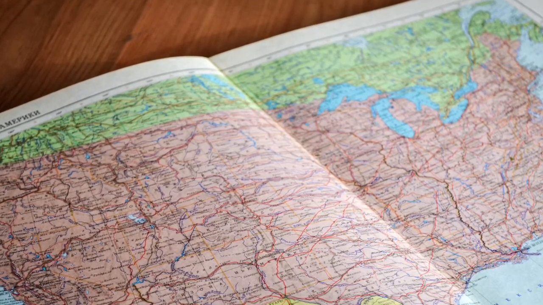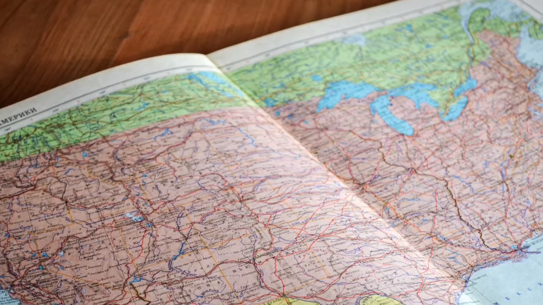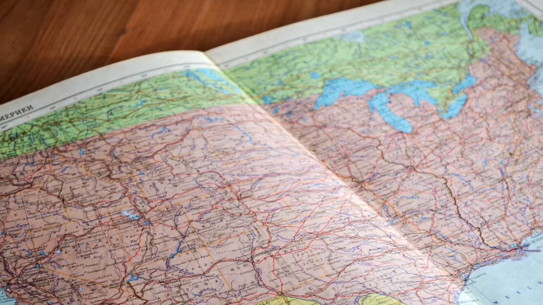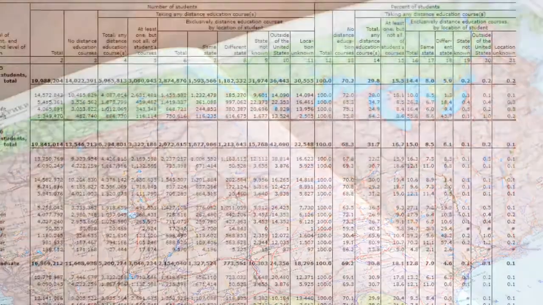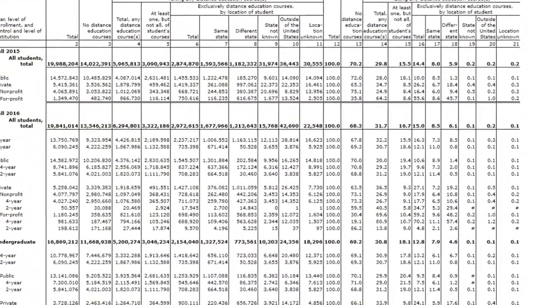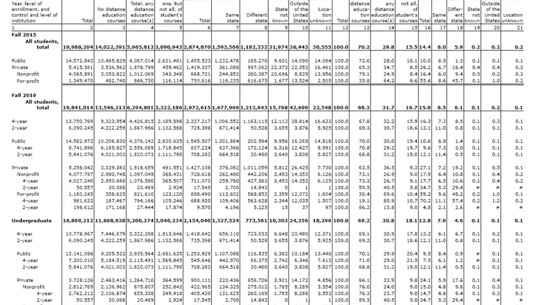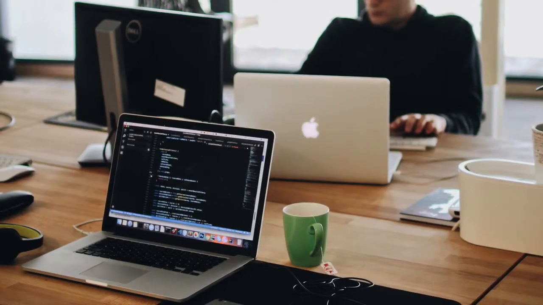Distance learning was crossing state borders, and according to the National Center for Education Statistics, in 2003 through 2004, the amount of students enrolled in entirely online courses was 15.6%. In 2007 through 2008, the total increased to 20.6%. By 2011 and 2012, the total had skyrocketed to 32%.